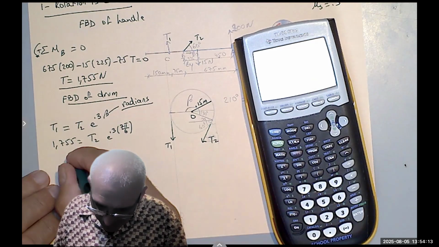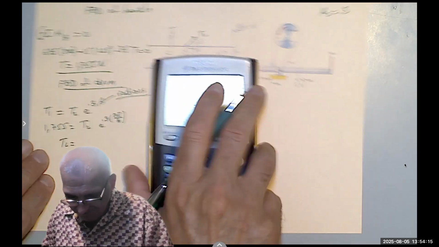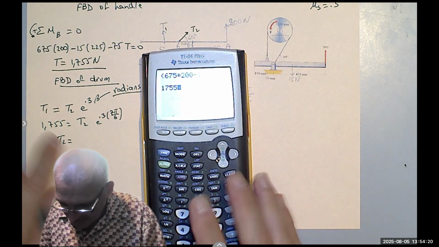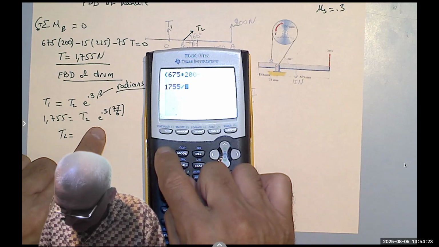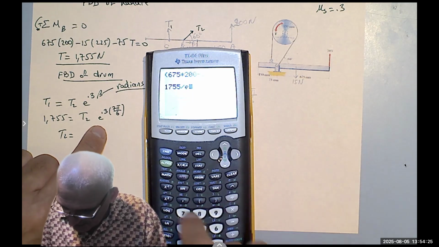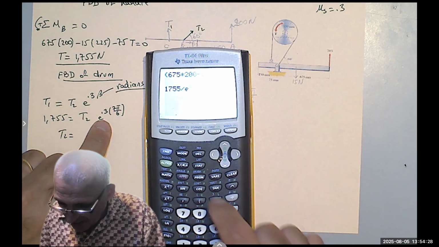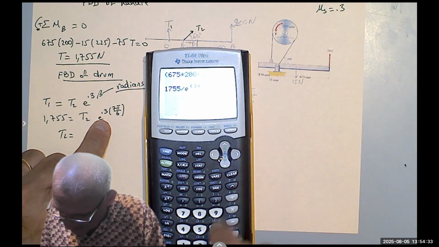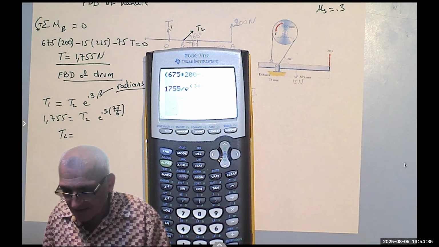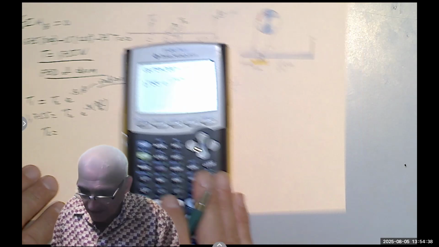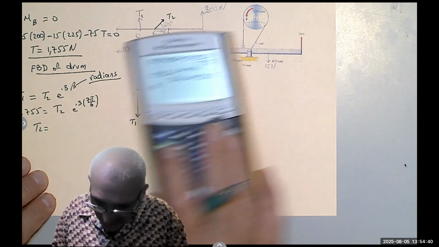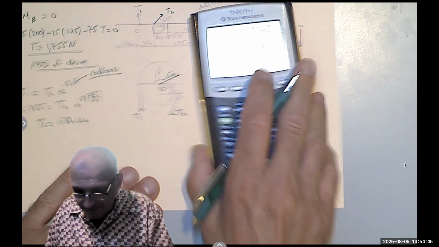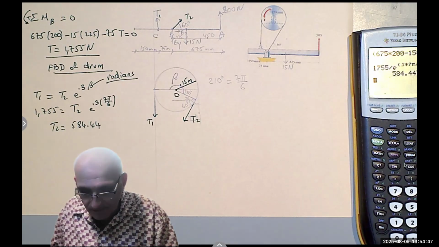So T2 equals 1755 divided by e raised to the power of 0.3 times 7 times pi over 6, close the parentheses. And I get 584.44 Newton.